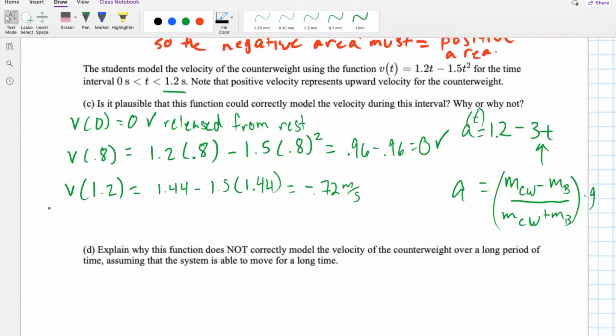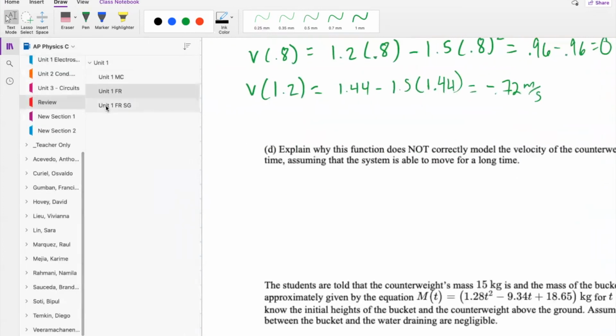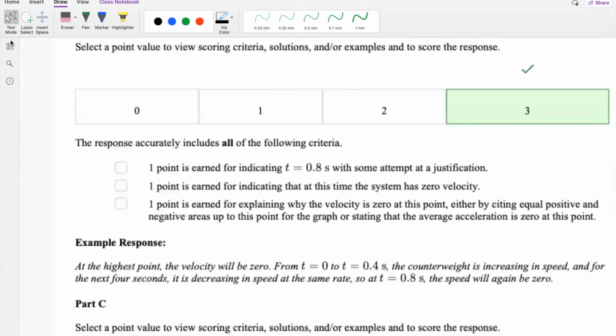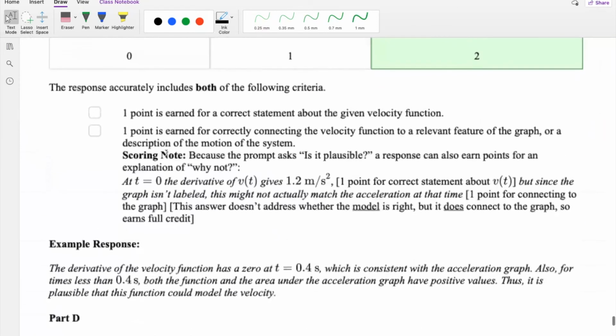So let's go ahead and see what the College Board was looking for in these two parts. I kind of just answered them together and I didn't really write much, but hopefully you were able to follow along on that statement. So 1 point is earned for a correct statement about the given velocity. 1 point is earned for correctly connecting the velocity function to a relevant feature of the graph or a description of the motion. Because the prompt asks, is it possible, a student can also earn points for an explanation of why not. Well, at t equals 0, the derivative of v of t gives 1.2 meters per second squared.